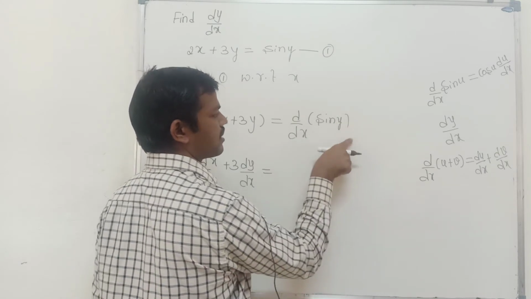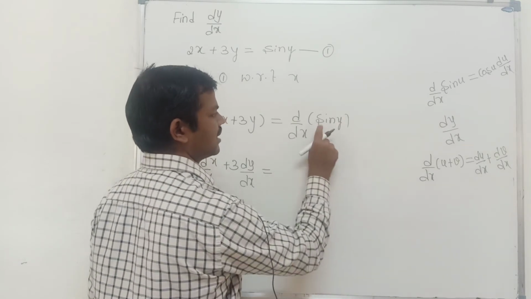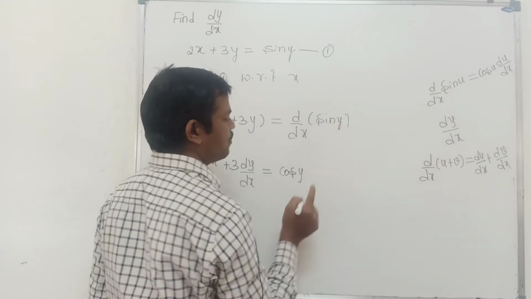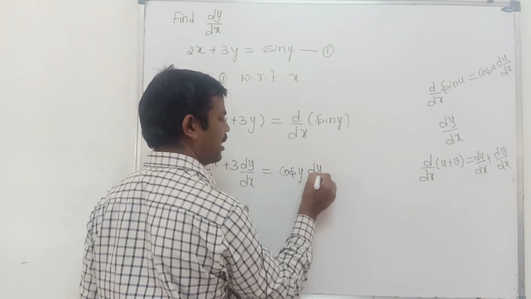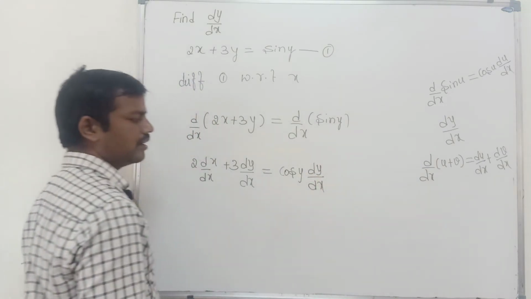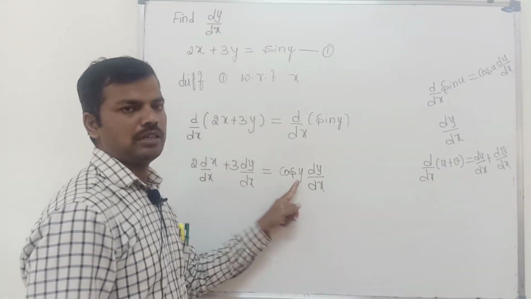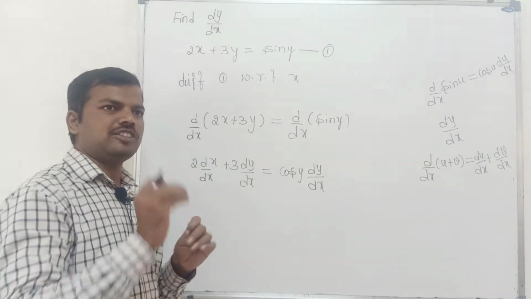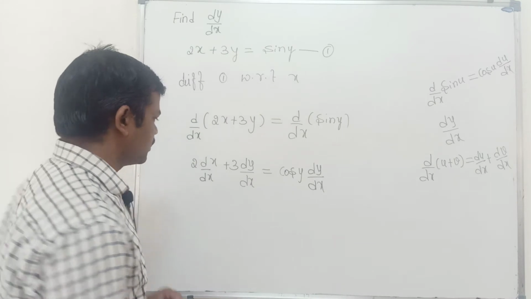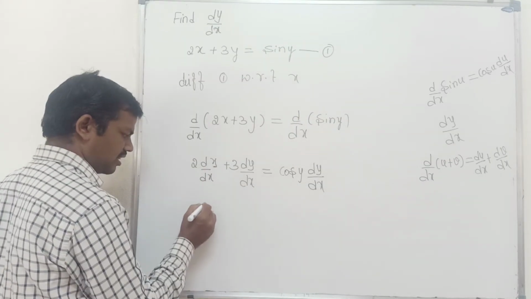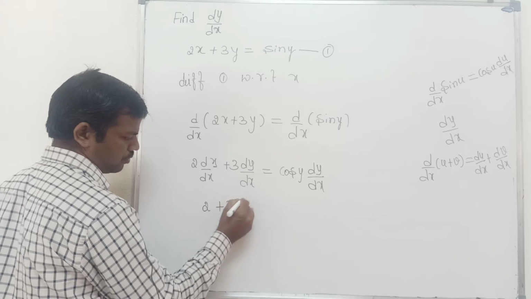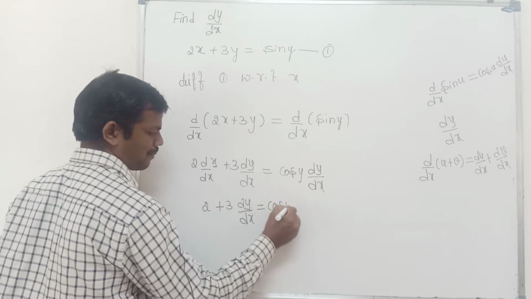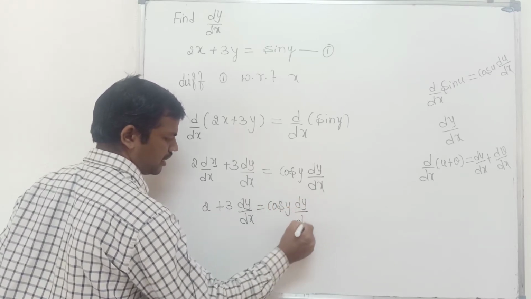y is a function of x, so y is like a composite function. Now the derivative of sin y is cos y into dy by dx. Because it is a dependent variable, whenever we get a dependent variable, once again we have to differentiate that. Why? Because it is like a composed function. So the derivative of x is 1, plus 3 into dy by dx is equal to cos y into dy by dx.